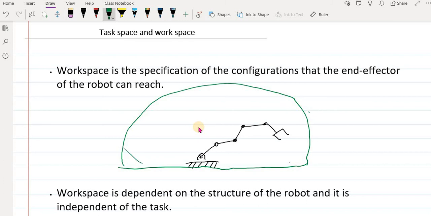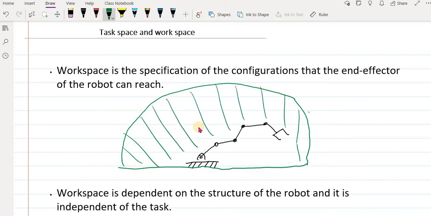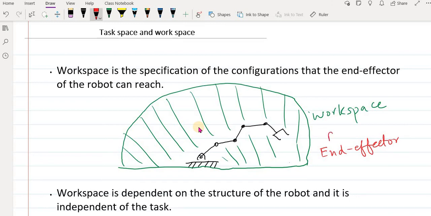So all these points here, all this space, a spherical space, consider it as a bubble around your robot. A 6-axis robot can reach anywhere within this bubble, within this ball, or you can say within this sphere. So this is what we call workspace. Notice again that workspace is about your end effector, where your end effector can reach.